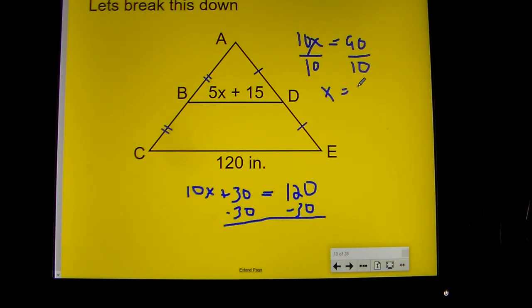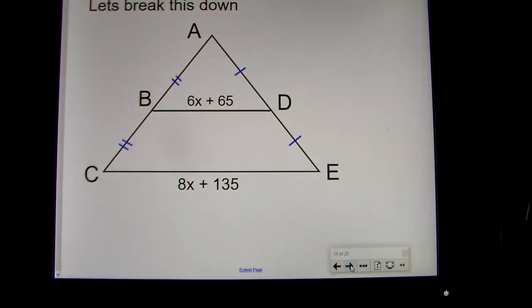Then we got x equals 9, because 90 divided by 10 gets you 9. So that's how we would solve for x. Then it could get more and more complicated as we go on. All we have to do though is keep to our basics.